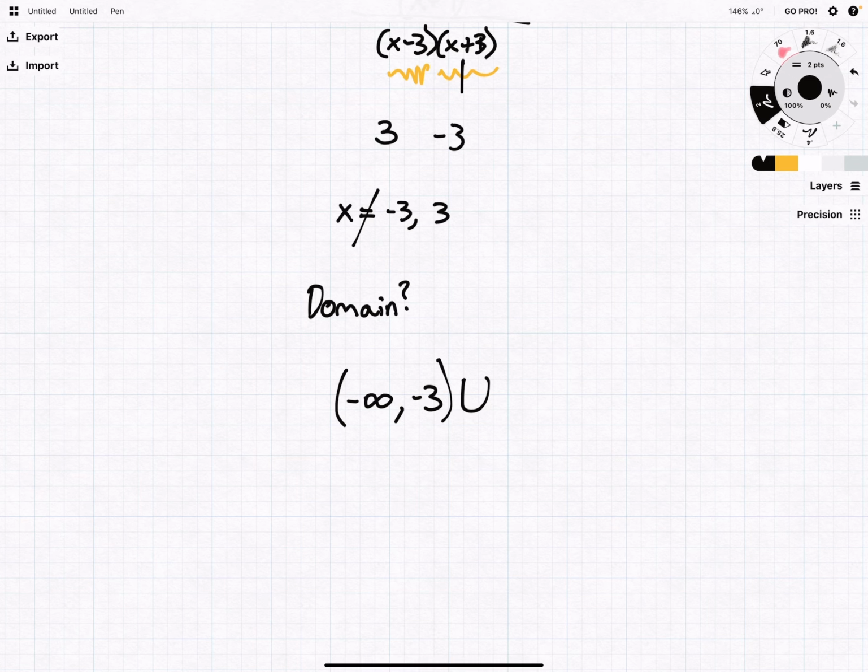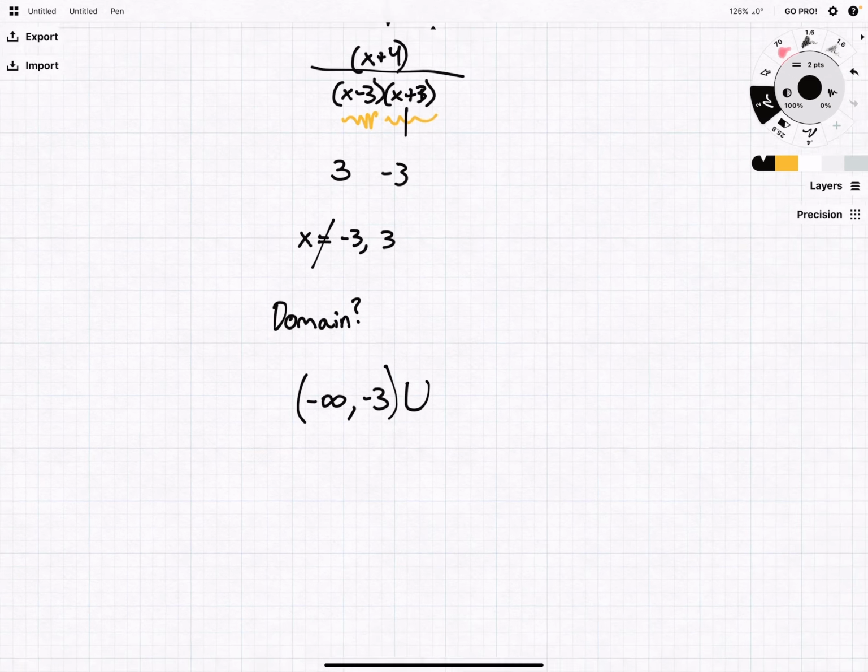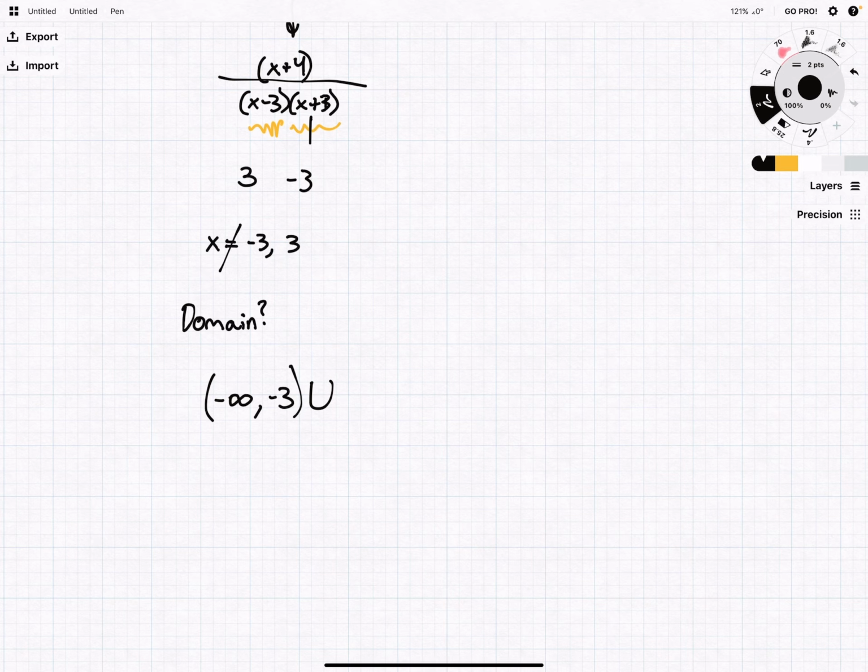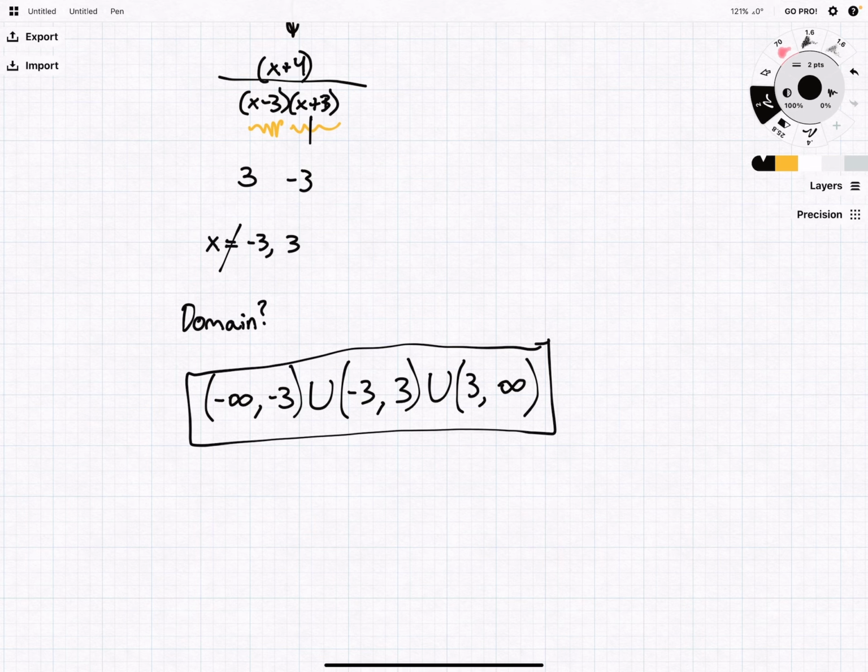Then there will be this big U term that you see. That means union, which just means in addition to or including, right? So we have negative infinity to negative 3, as well as from negative 3 to positive 3, again, up to but not including. And lastly, from positive 3 to positive infinity. And that does fit all of the criteria for our domain. And that's going to be our answer for problem 31.